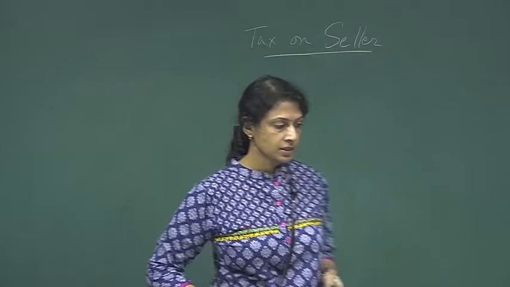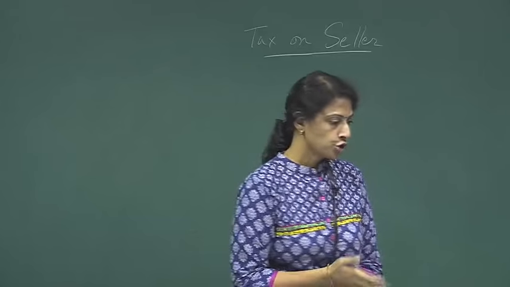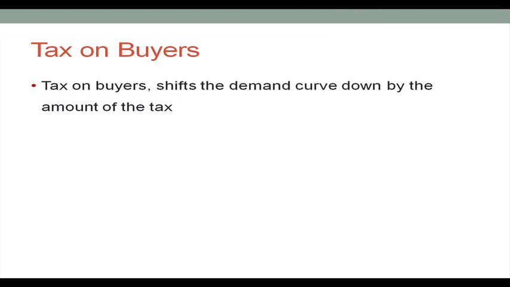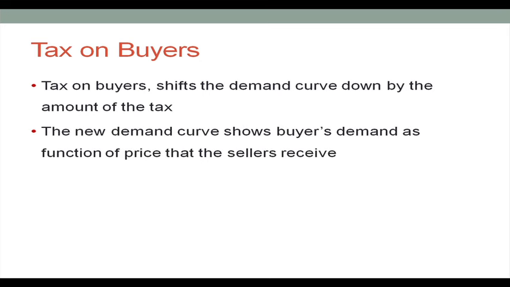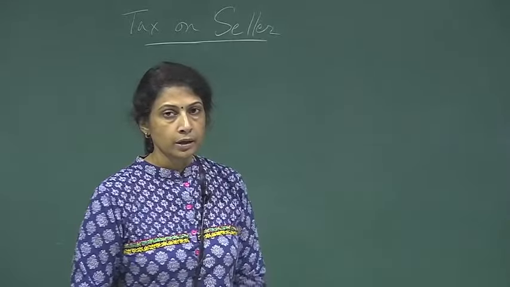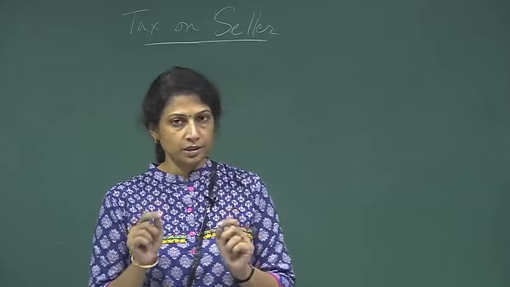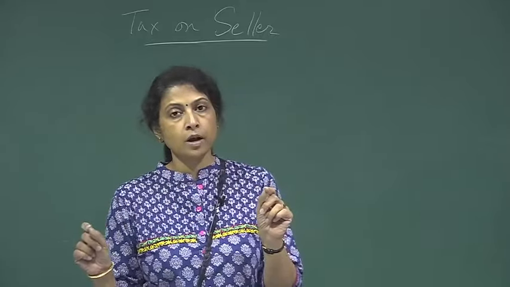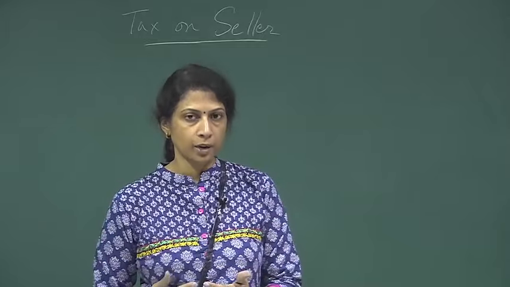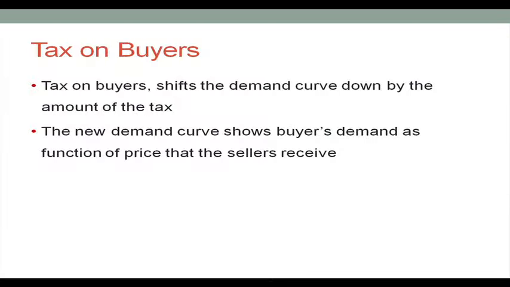We are going to discuss tax on sellers, but let me first show you the slide on tax on buyers just for completion. Tax on buyers shifts the demand curve down by the amount of the tax. The new demand curve shows the buyer's demand as a function of the price that the sellers receive. You may remember that when the demand curve shifted downwards, all the prices on the new demand curve are the prices that the seller gets from the buyers, and that does not include the taxes.